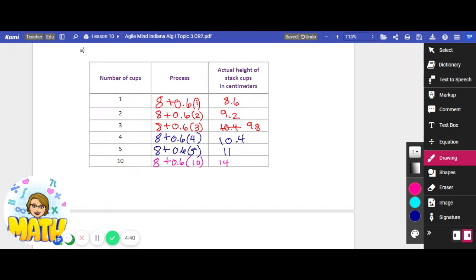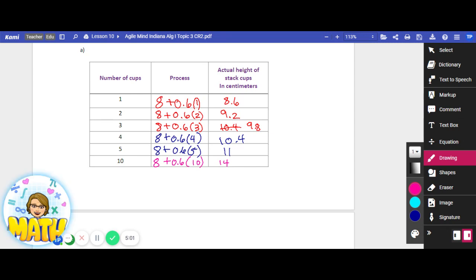Did you see the mistake that I made when I was doing the row for three cups? Hopefully you caught it. I caught it as I was finishing up my table. The height of that stack should have been 9.8 centimeters. But go ahead and compare what you did in the next 3 rows to what I have for the next 3 rows.